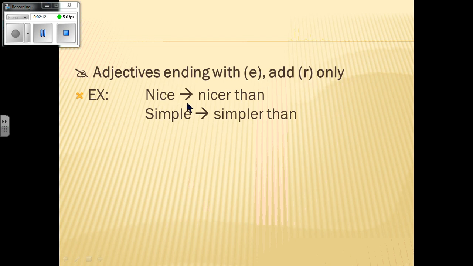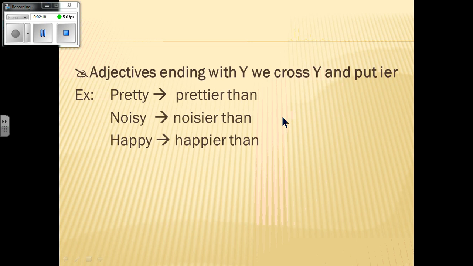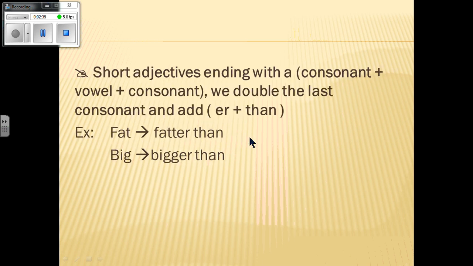Okay. Some adjectives ending with e, we add r only, okay? Like nice, I will put r only, nicer than. Simple, simpler than. Adjectives ending with y, we cross the y and put i, then er. Pretty, prettier than. Noisy, noisier than. Happy, happier than. I deleted the y and put i, then er, than.